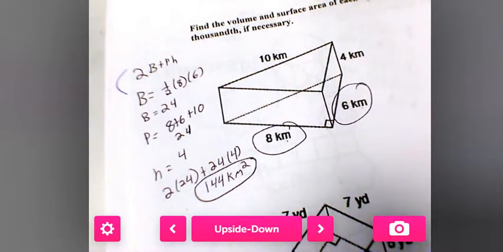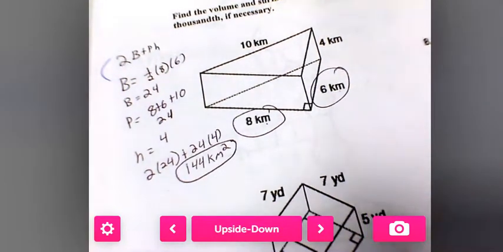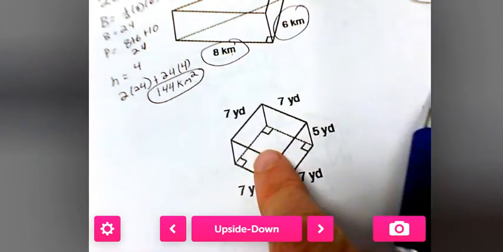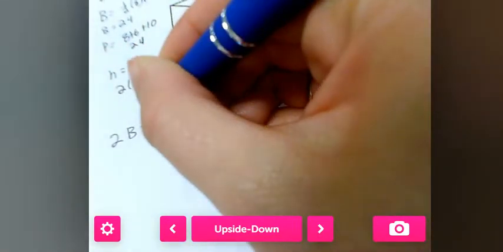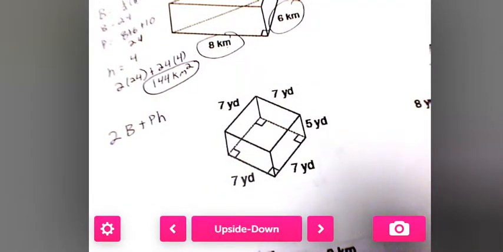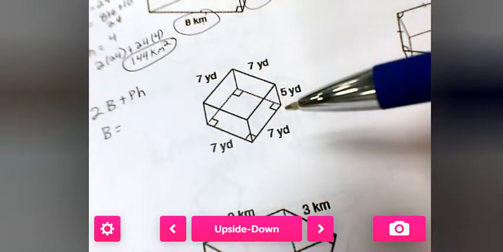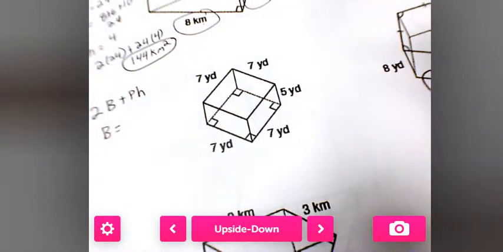We'll do another one. We'll do the one right below it where we're dealing with a square, okay? So let's do one more surface area, and then we'll do some volume, okay? So we're going to do this surface area, 2 times the base plus the perimeter times the height. Okay. How do I find the area of a base if it's a square or rectangle? Guys, remember? Length times width. So it's just 7 times 7, right? So this just gives me 49.